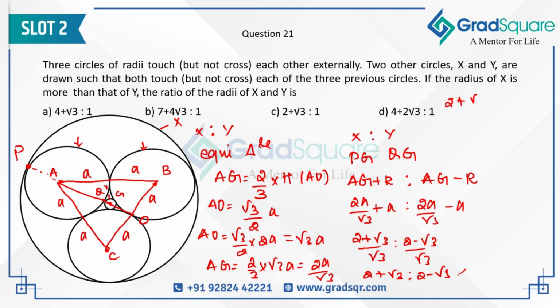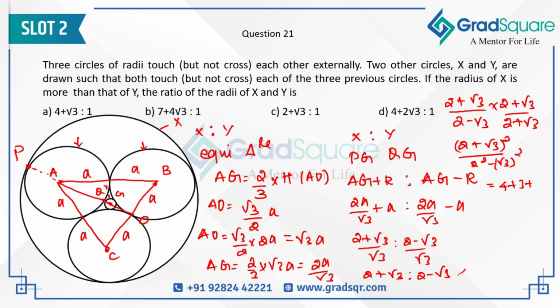2 plus √3 divided by 2 minus √3, multiplying with the conjugate, I get 2 plus √3 divided by 2 plus √3. This is going to be (2 plus √3) the whole square in the numerator, denominator a square minus b square, which will give me 4 plus 3 plus 4√3 in the numerator divided by 4 minus 3 in the denominator. So which will be 7 plus 4√3 by 1. So the required answer is 7 plus 4√3 is to 1. Option B is the answer for this question.